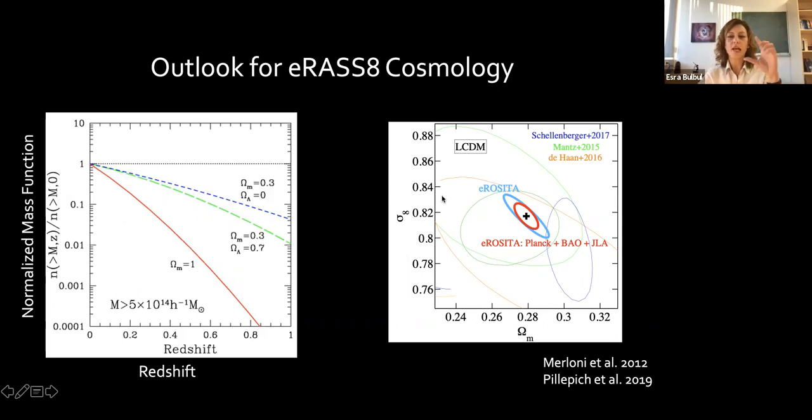So at the end of the eighth survey, we are going to detect more than 100,000 clusters. When we play this game, the mass function game, with them, we will obtain sigma 8 and omega m. This is the density of the matter, and this is the normalization of the matter density, at percent level precision. So it will be competitive with other cosmological probes, which are the fourth generation cosmological probes.